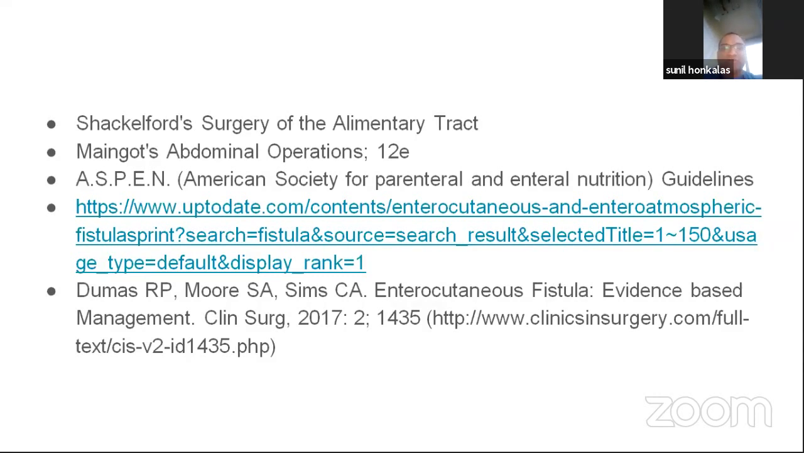because in case of entero-cutaneous fistula, there is a lot of fluid loss, and because of that we have to modify this formula. We have to consider extra protein supplementation for this patient, either enteral or parenteral nutrition.